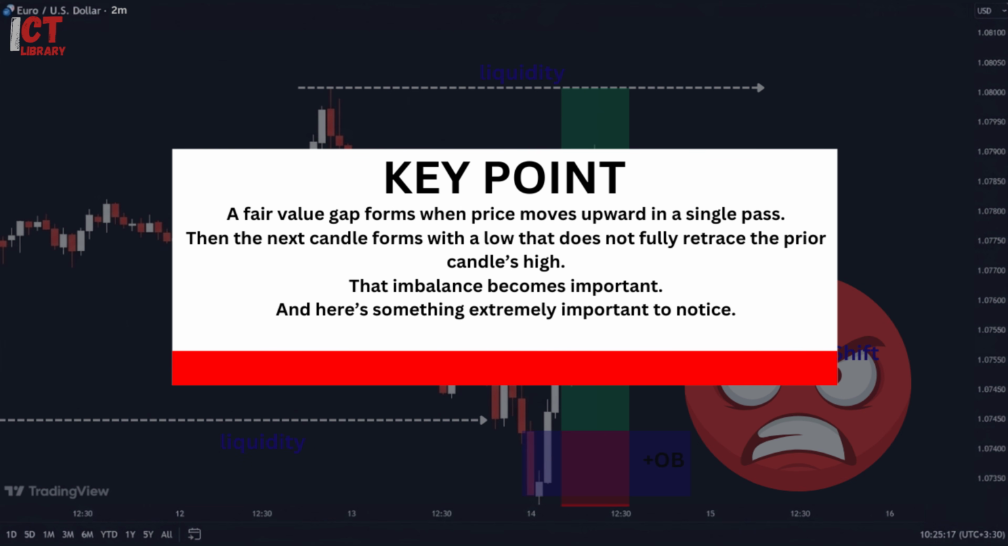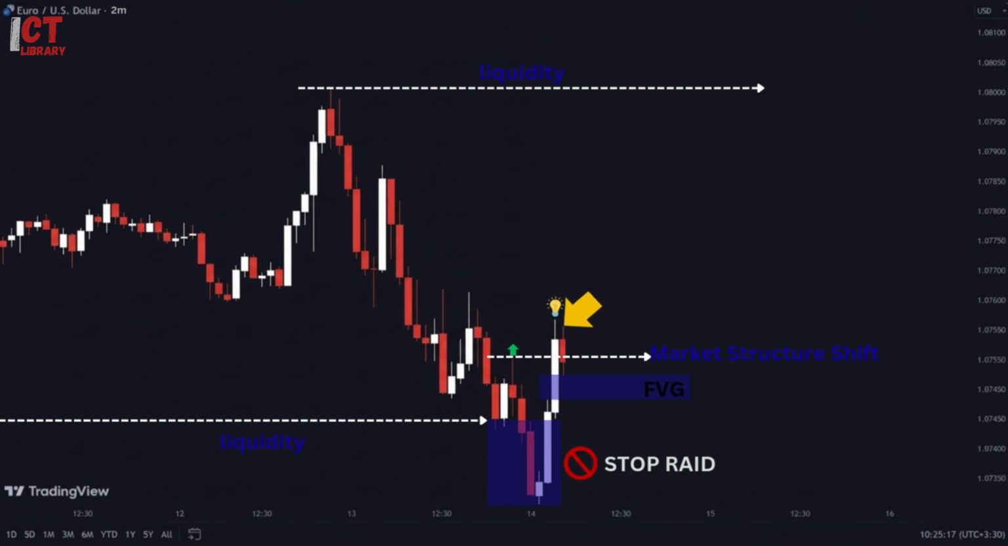That imbalance becomes important, and here's something extremely important to notice. This candle becomes the earliest location where a trade may be considered, because now a gap exists in price delivery. Watch what happens next. Price trades down into that gap, and then immediately accelerates upward.